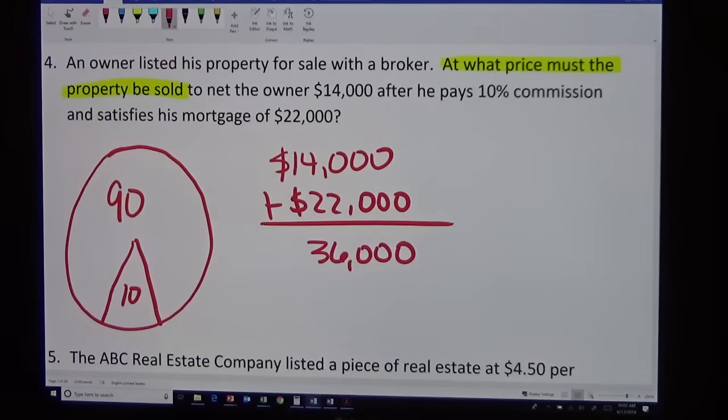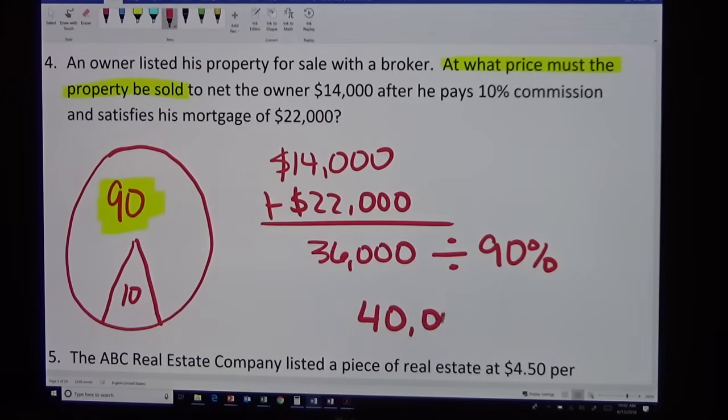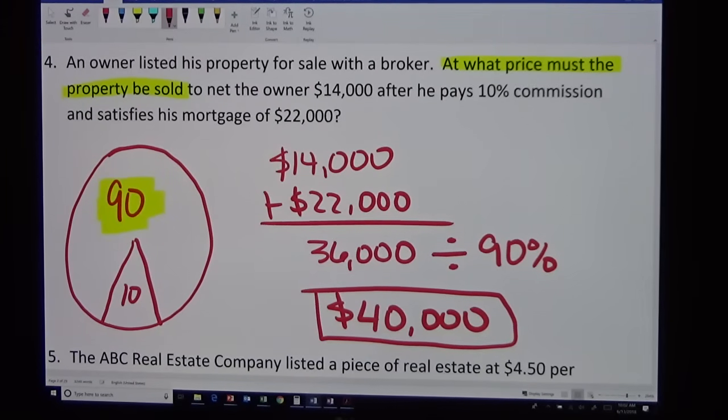So what we need to do is take this $36,000 and divide it by the 90% share that the seller has left over. So $36,000 divided by 90% is going to equal $40,000 that we would need to sell that property for. We would need to sell that property for $40,000.